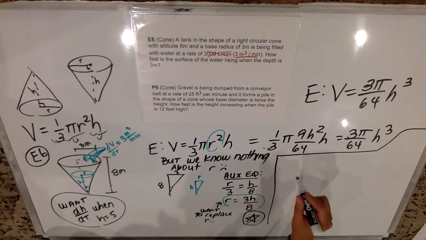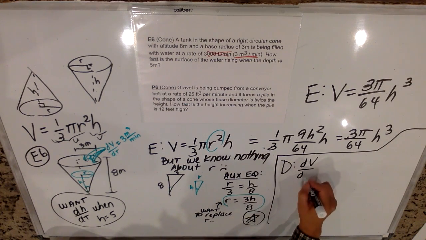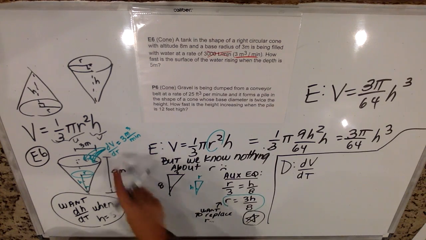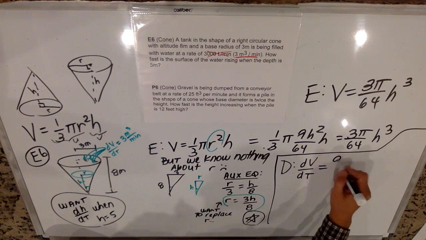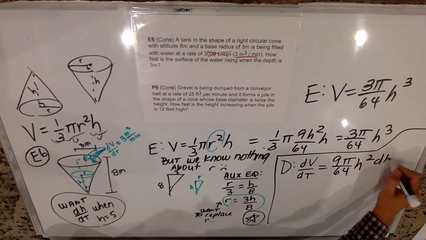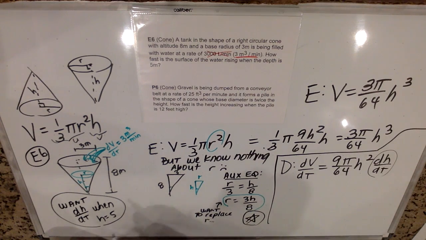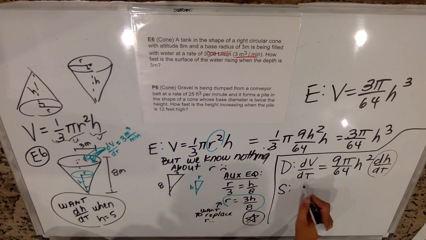So, when I differentiate, I get dV dt, which is a quantity I know, because I know how fast the water is rushing in, equals 9 pi over 64 H squared dH dt. Well, the thing I want is dH dt, and I think I know everything else. I know dV dt is a 3, and I was told when H is 5. So, when I substitute my specific stuff in, I get a 3.